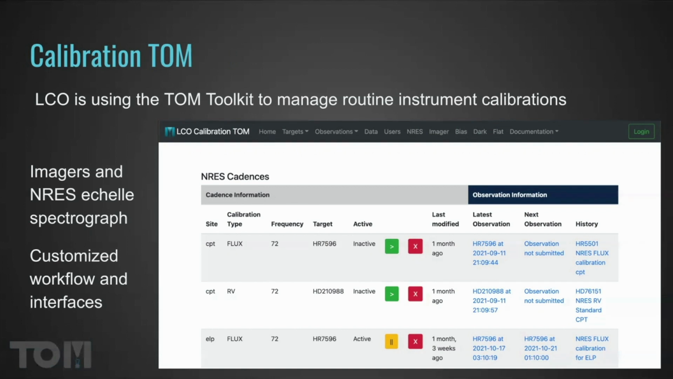This is a screenshot of Calibration TOM's display of spectroscopic standard star observations in progress for our different telescope facilities. Our teleops team are able to start, stop, and pause observations for specific standards, but otherwise the TOM will continue to manage these automatically. We are currently working to include photometric calibrations as well.